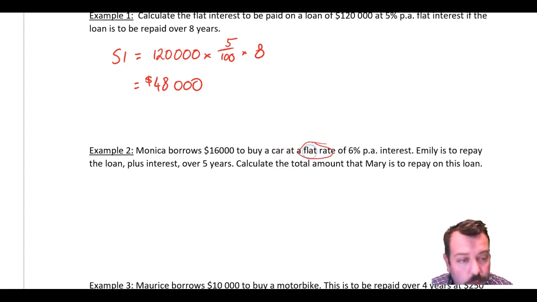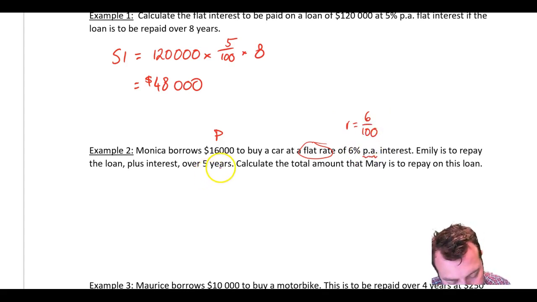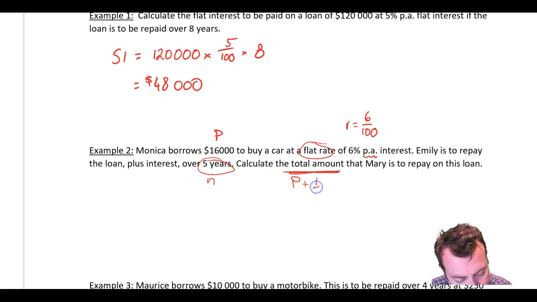If you're doing an exam, you'd want to check out to remind yourself that's the flat rate. That's my principal here. That's my rate, or R is 6 over 100. Just be careful, that's per annum. Over 5 years, that's good. That's my number of terms. And we've also got to find the total amount. So this is the principal plus the interest is the answer that we're going to give.